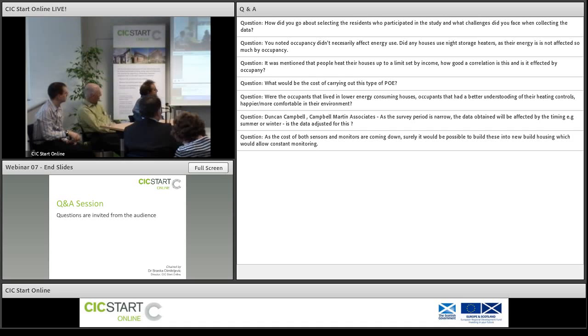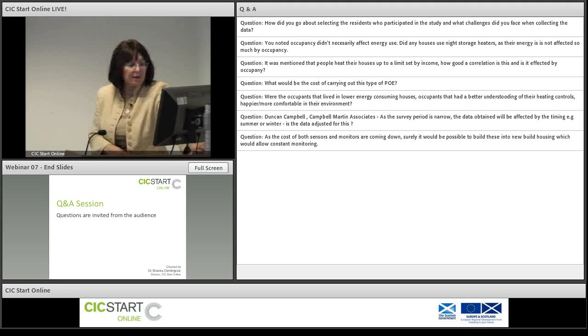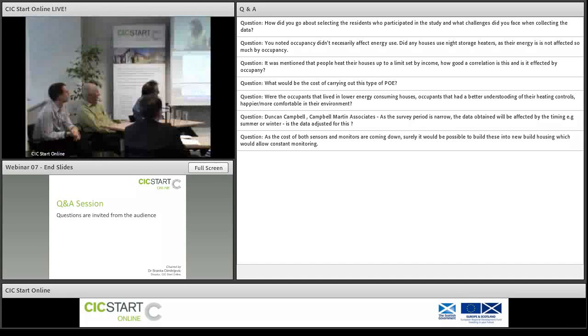Question from Kenny Young. The cost of both sensors and monitors are coming down. Surely it would be possible to build these into new building housing, which would allow constant monitoring. Yeah, it would be good. I mean, if we got smart metering, we're nearly halfway there in a way. But it doesn't, I suppose, take into account people's behaviour and how they interact with the building. I think that's still a question that can be asked.